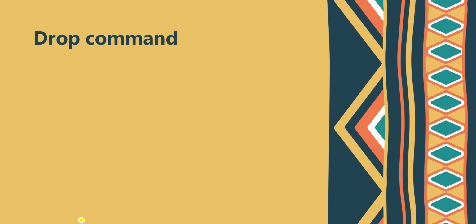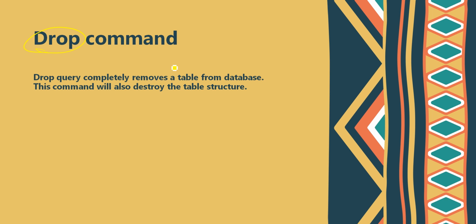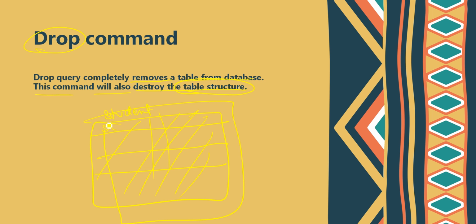Okay, now the drop command. Drop is basically used to delete. The drop query completely removes a table from the database. This command will also destroy the table structure. Table structure means, let's say I have a student table and I want to delete this table completely. Whatever the data, whatever the structure, whatever the columns, I want to delete the whole table. Structure plus data, I want to delete both.